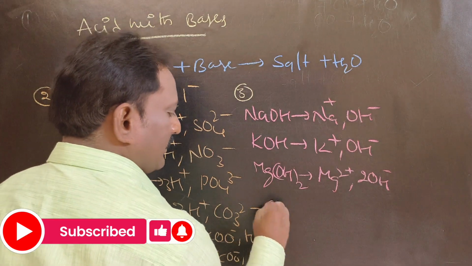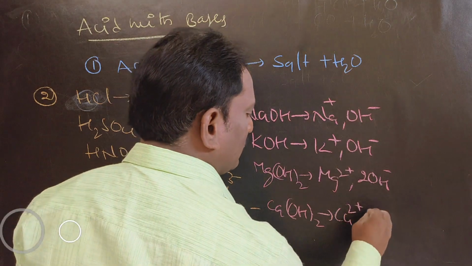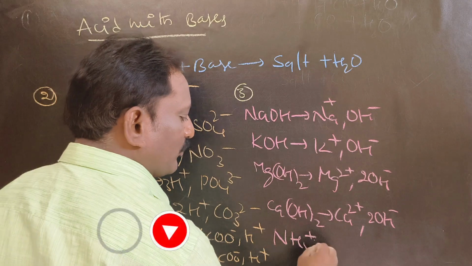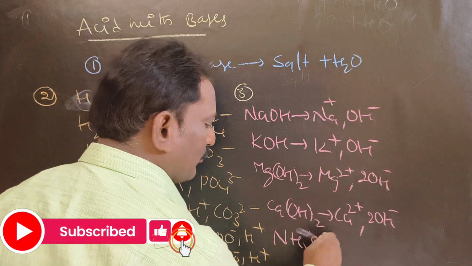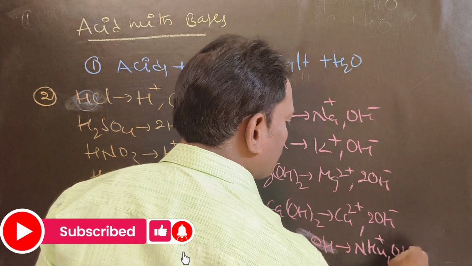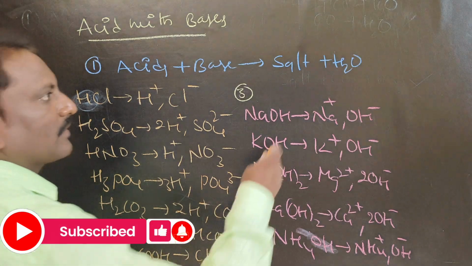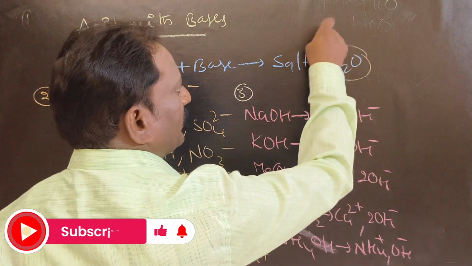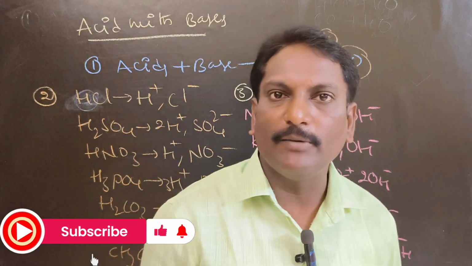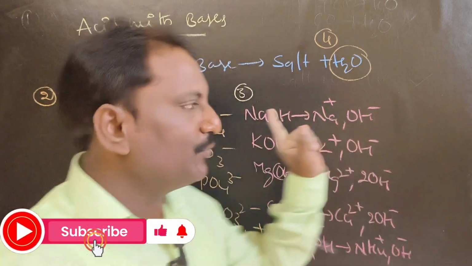Calcium hydroxide gives Ca2 plus and 2OH minus ions. Next one, ammonium hydroxide NH4OH gives NH4 plus and OH minus ion. The fourth point will be the chemical formula of water. If you want to understand the reaction between acid and base, you must know these 4 points that I have written on the board.